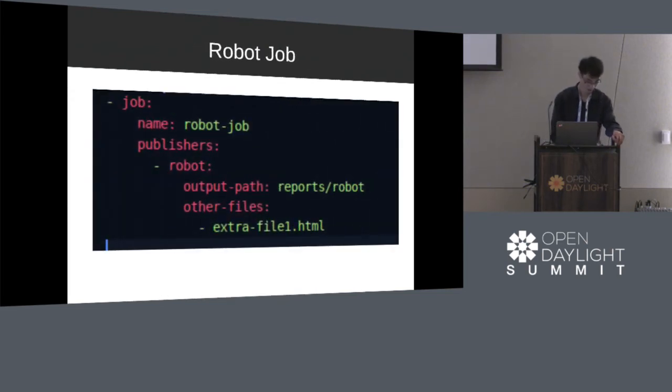Using the robot plugin as my example, we can collect test results and publish them to the robot framework. In the following configuration, I called my job robot job, and I configure a couple of options in the robot plugin. In particular, output path and other files.